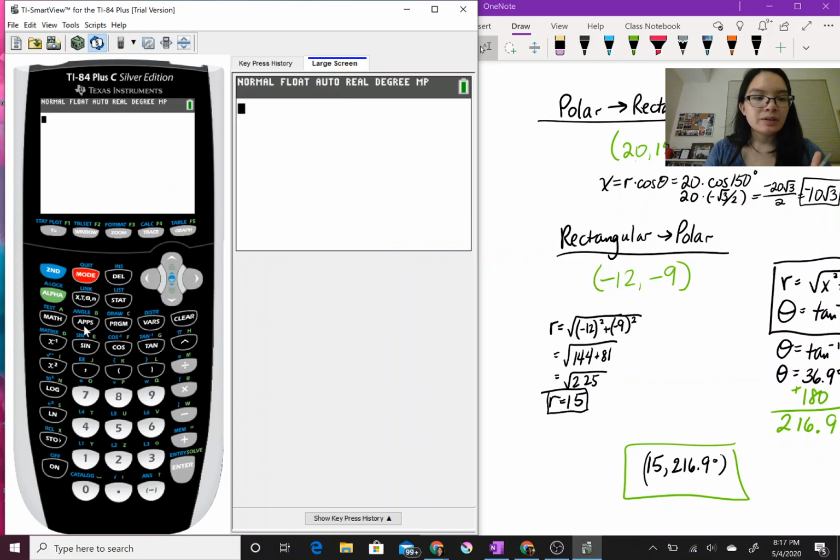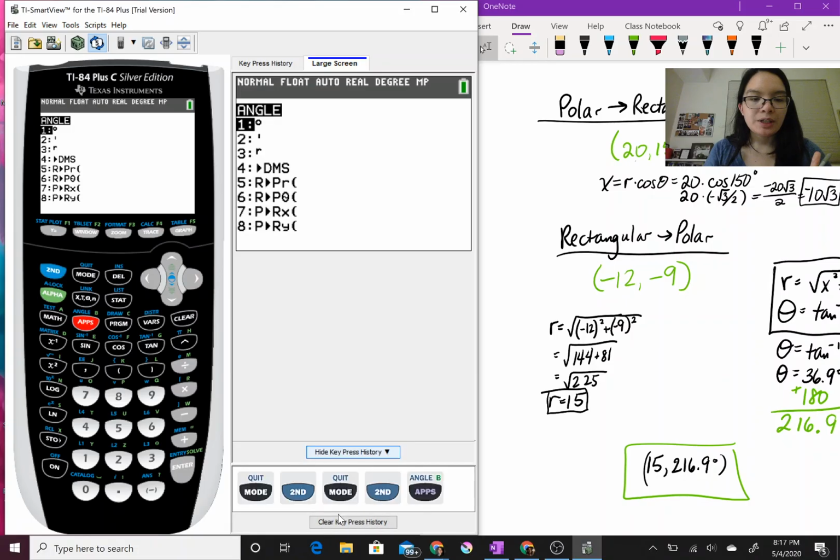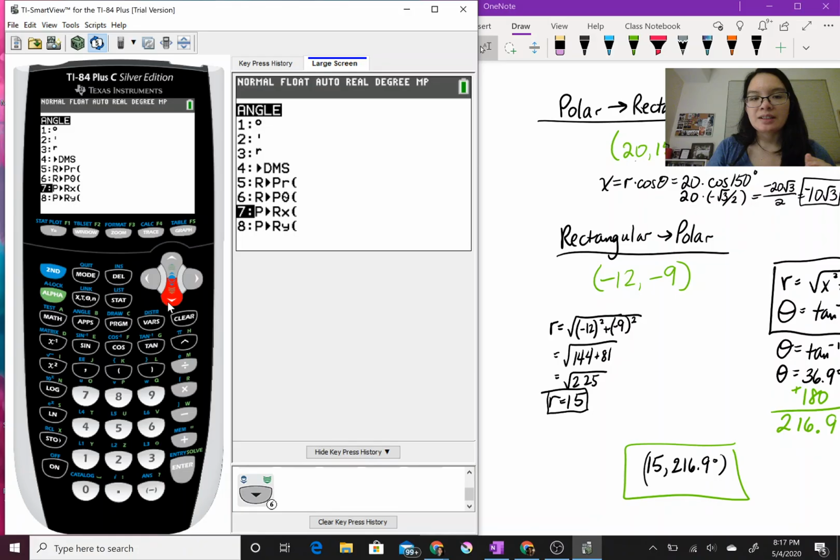And then you're going to go here where it has the apps key. You're going to get angle here. So you'll have to use second function and then go to angle. And then notice here you have R to PR, R to P theta, and then P to R. By the way, P is representing polar, R is representing rectangular. And then you have RX, so you're trying to find the X coordinate. If you're given the polar coordinates and you want to find the Y coordinate, that's what you use.